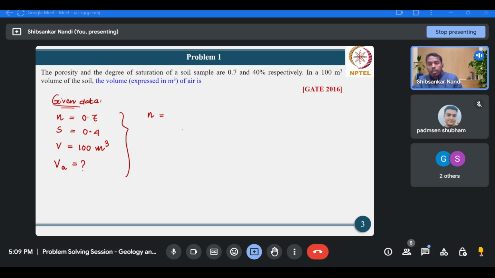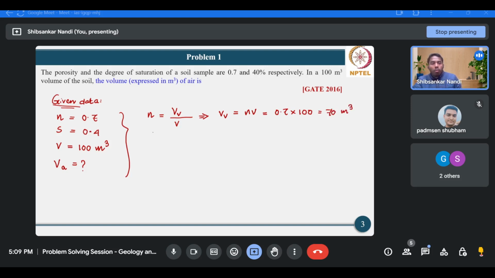Okay, so porosity, this is the ratio of volume of voids to total volume of the soil. So this is the definition of porosity. Now here the total volume is given, so we can calculate the volume of voids. Volume of voids can be calculated in this fashion, that is n times V, and n is your 0.7, that is the porosity, and total volume is 100, so that means 70 meter cube.